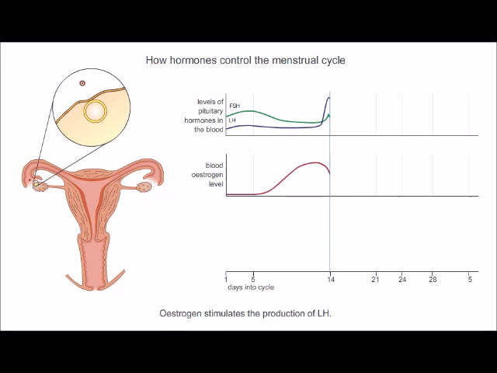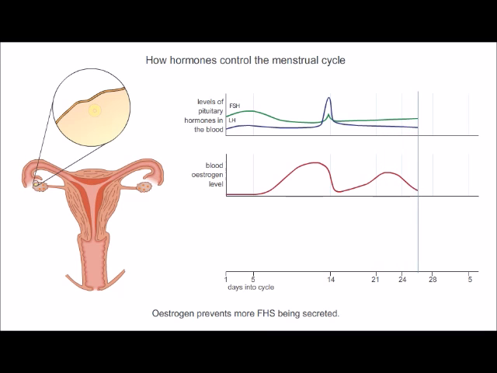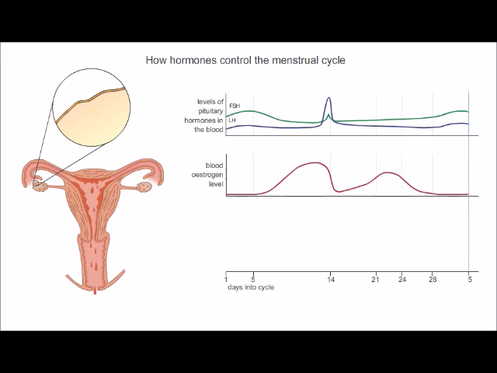At ovulation, estrogen levels drop because luteinizing hormone has caused ovulation to happen. The estrogen levels were high and rise again at this point to stop more follicle stimulating hormone being produced, but at around day 24 the estrogen level drops, and that allows more follicle stimulating hormone to be produced, which causes the next follicle to mature.